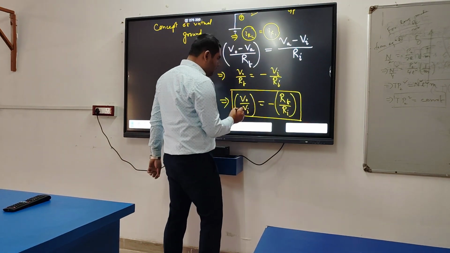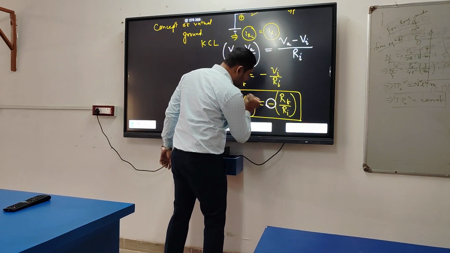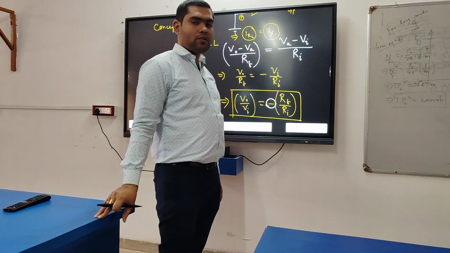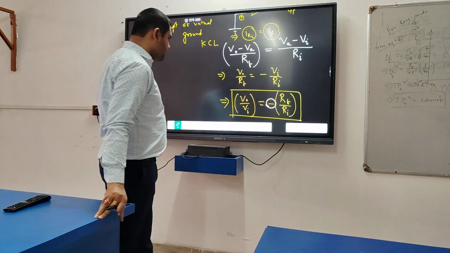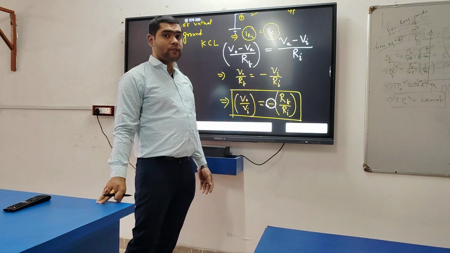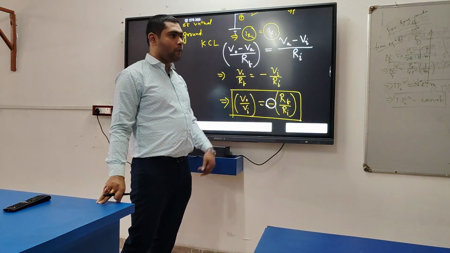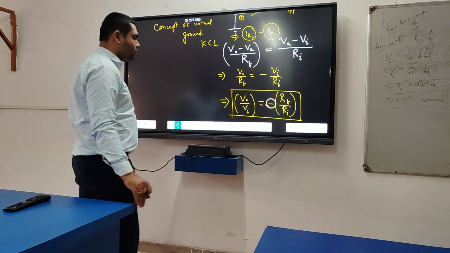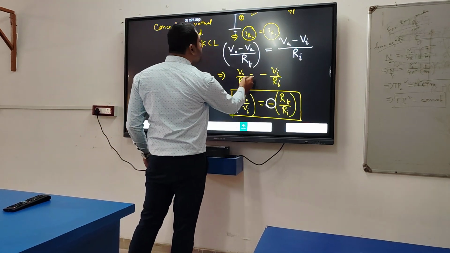So in the case of the inverting amplifier, the input is applied at the negative side. If we apply some voltage at the input, the phase of the output voltage will be reversed. There will be a 180 degree shift in the phase.